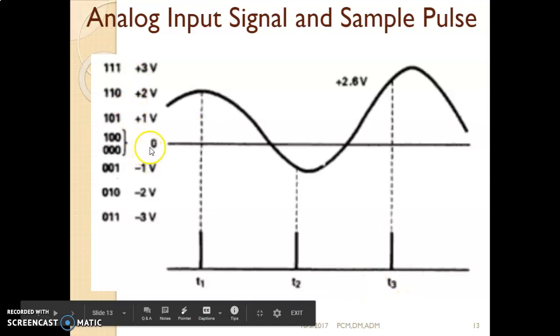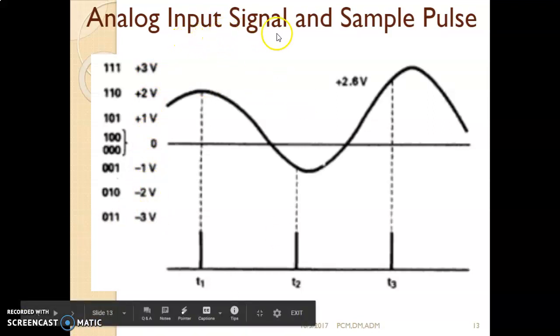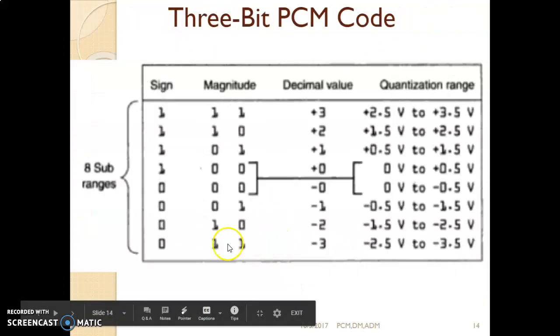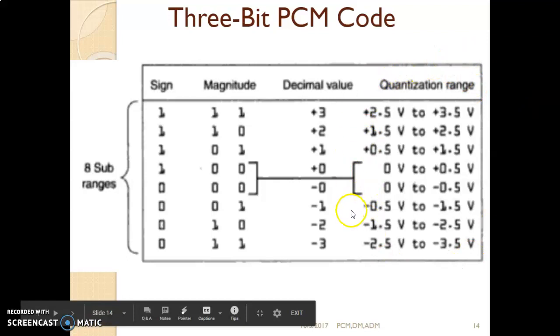On the y-axis, you can see the ground line is 0. It has amplitudes of +1, +2, +3 on the positive side, and -1, -2, -3 on the negative side. So this is our analog input signal and the sampling pulses. Now, for each and every sampling pulse, we are going to have a quantization range. So we are going to decide a quantization range.